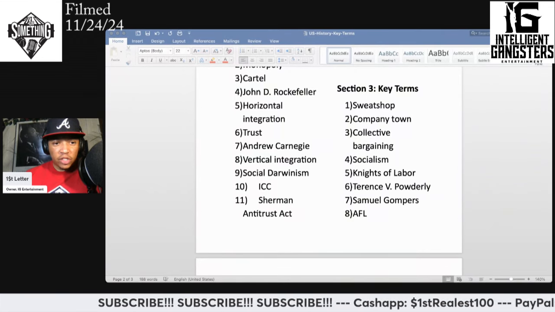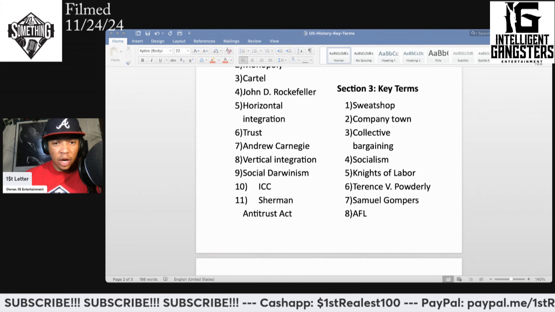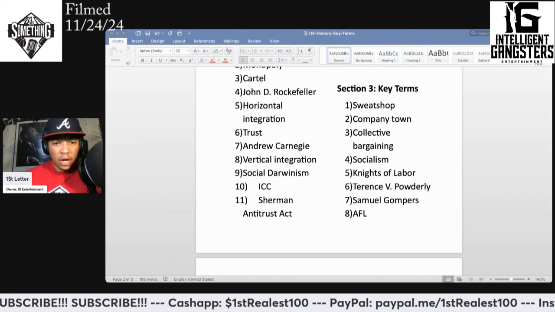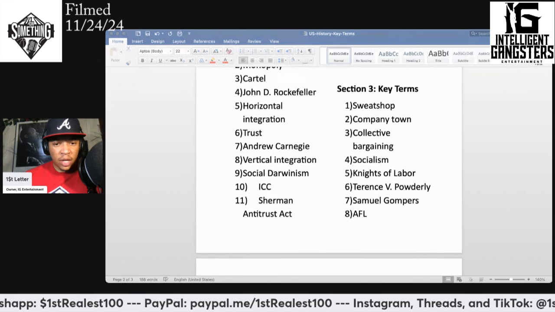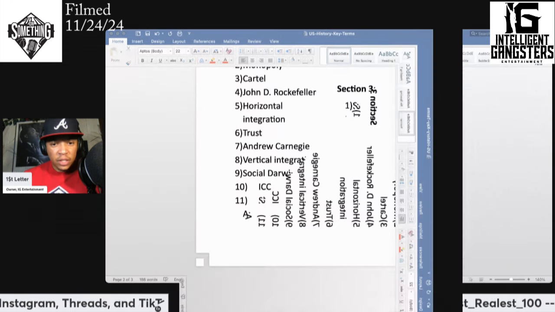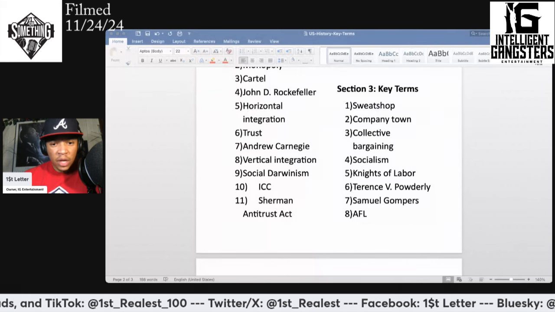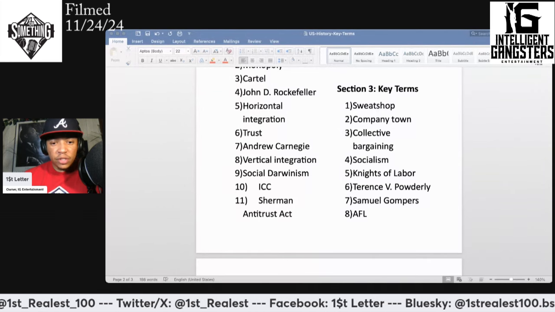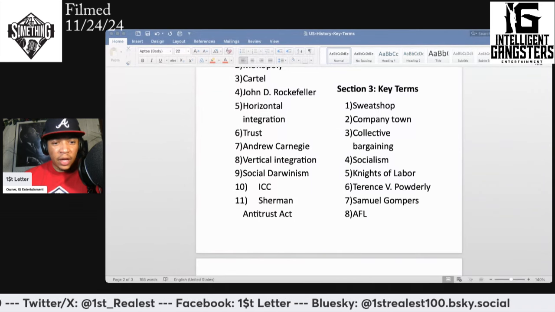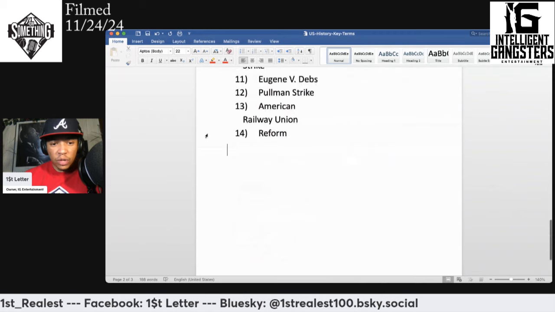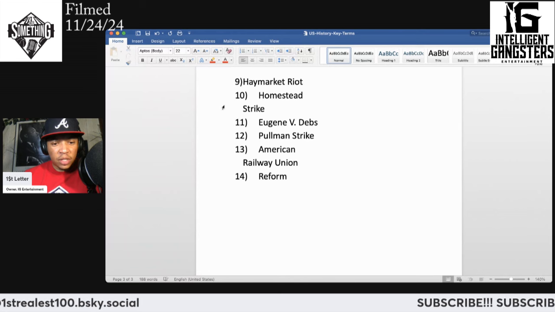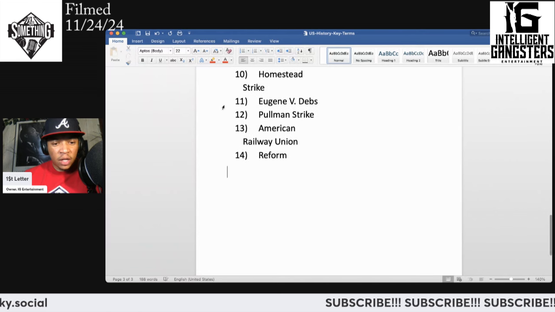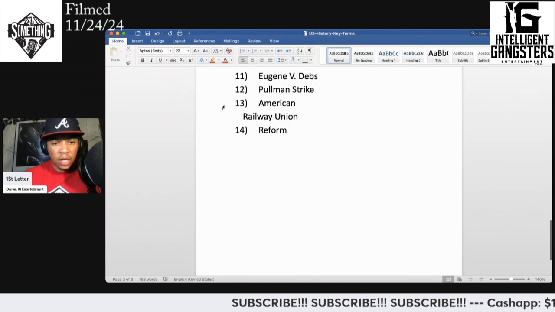All right, we looked at sweatshop, company town, collective bargaining, socialism, Knights of Labor, Terrence B. Powderly, Samuel Gompers, the AFL. Let's go on down here. The Haymarket Riot, the Homestead Strike, Eugene B. Debs, the Pullman Strike, the American Railway Union, and reform.